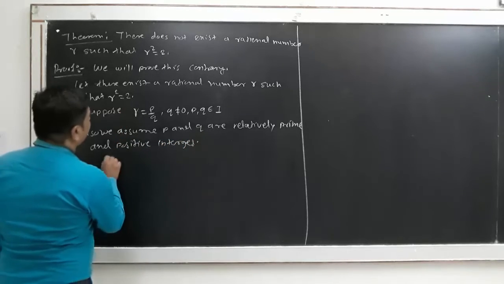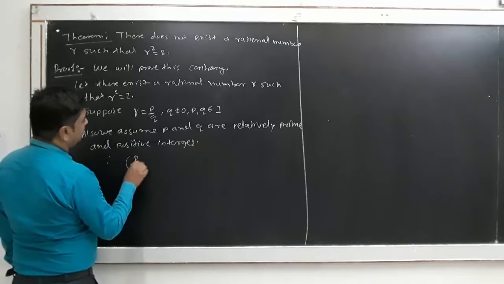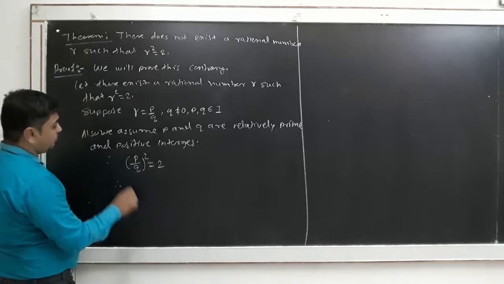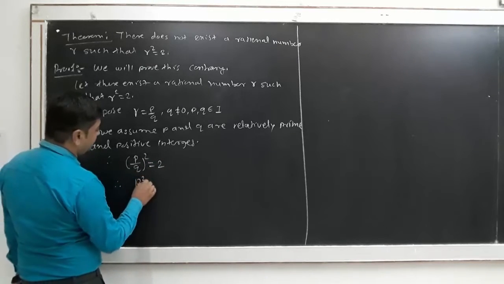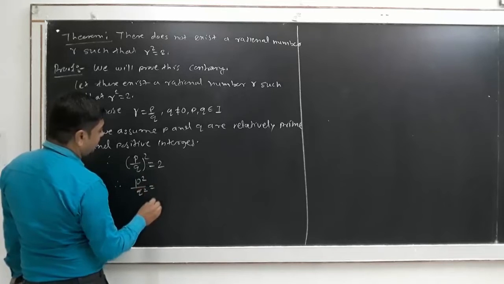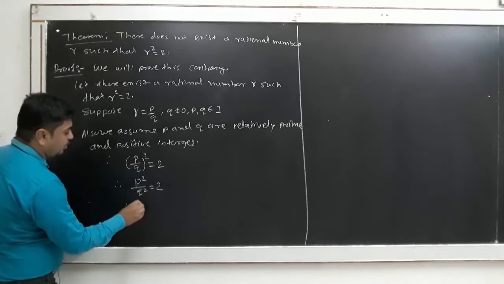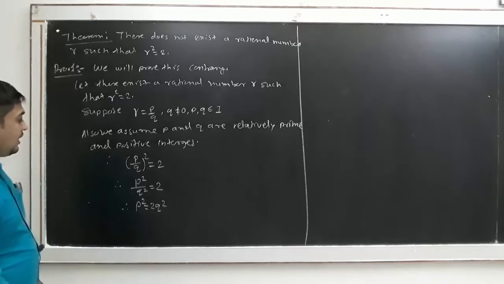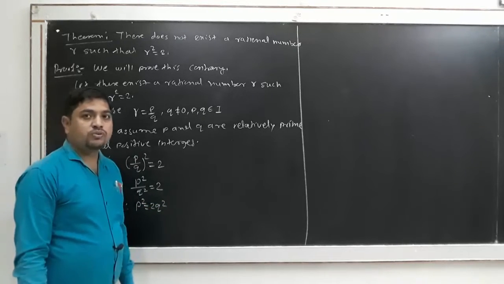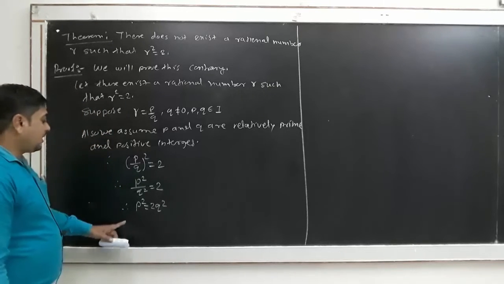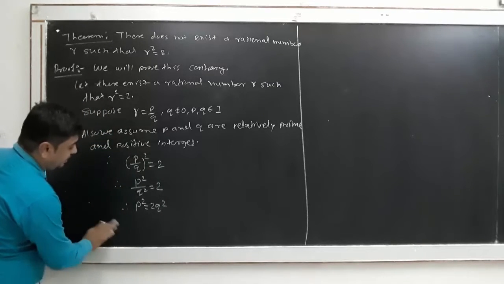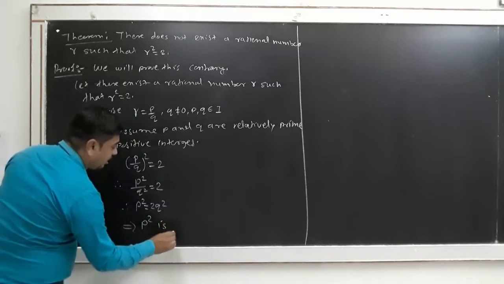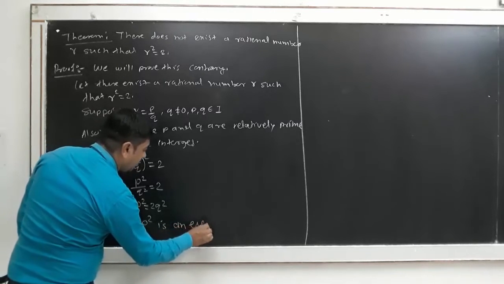Therefore, P by Q square is equal to 2. To simplify, P square upon Q square is equal to 2. Therefore P square is equal to 2Q square. That means P square is an even number.